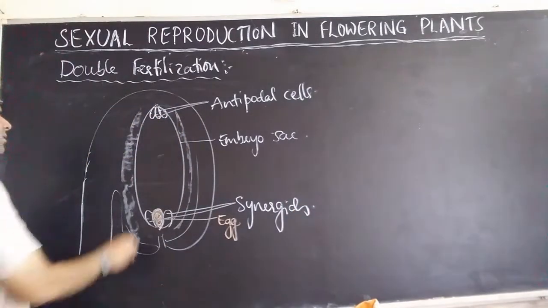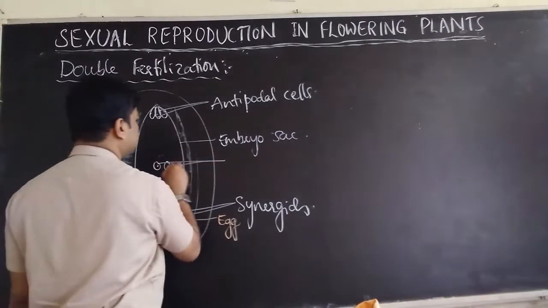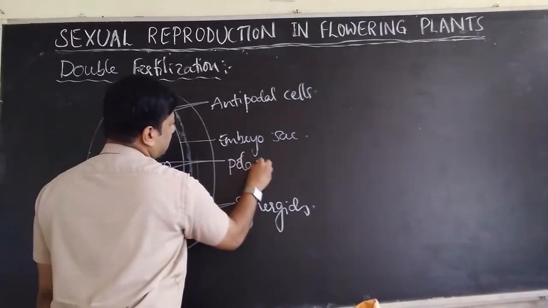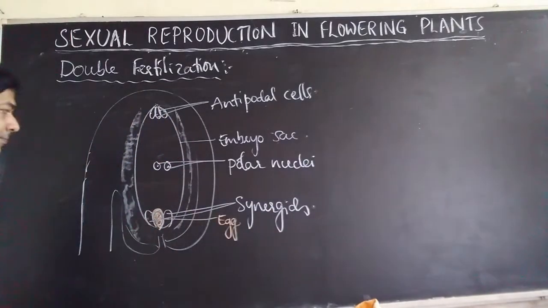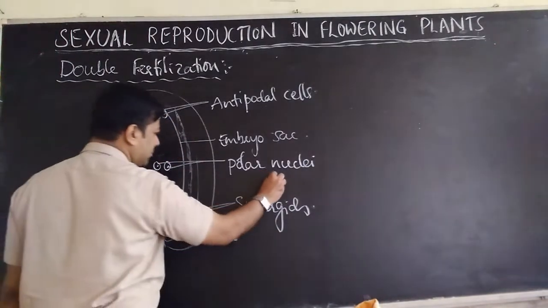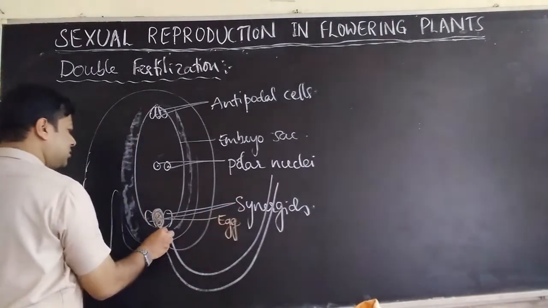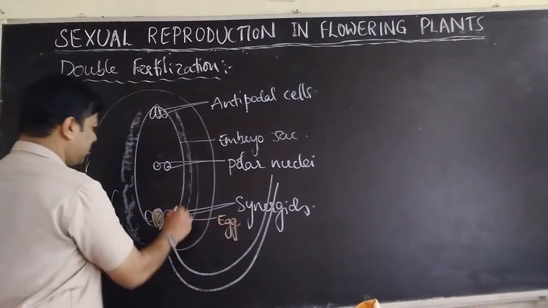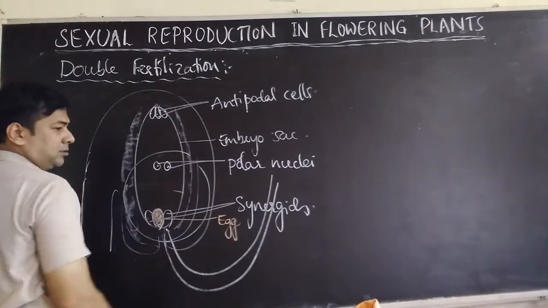Then in the center there are 2 nuclei present. They are called polar nuclei. You know this. This may be more than the 10th time you are learning this same concept. Then, when the pollen tube tries to enter, what happens? You remember? I will magnify this part and show you.